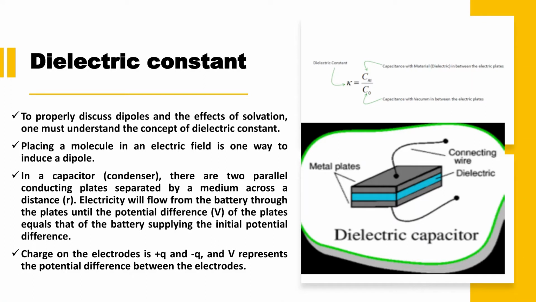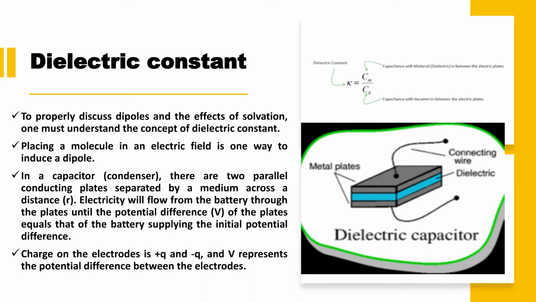In order to understand the dipoles and the effect of solvation, we need to first understand the concept of the dielectric constant. Dielectric constant can be determined in an electric field. When we place a molecule in the electric field, we are actually inducing the formation of the dipole. Dipole is basically the polarization of the molecules that takes place.